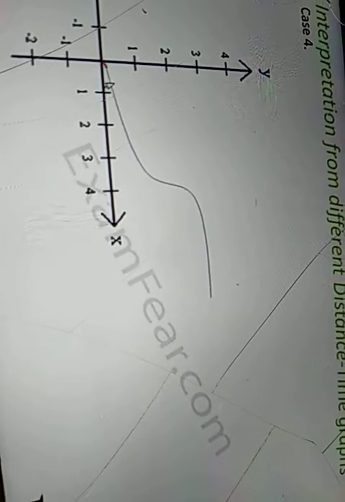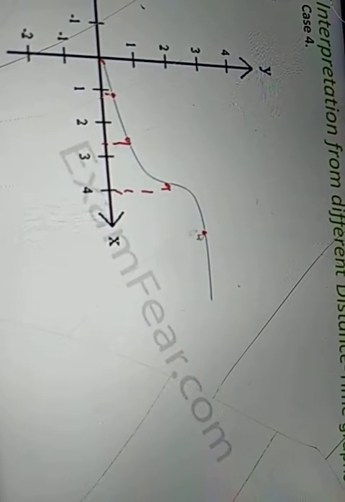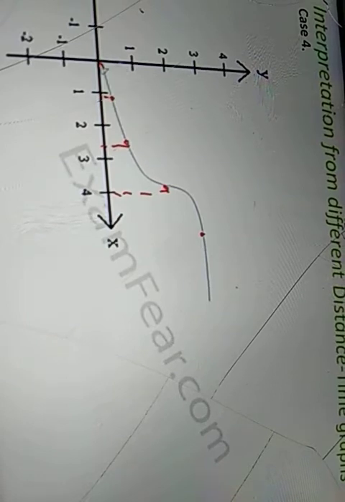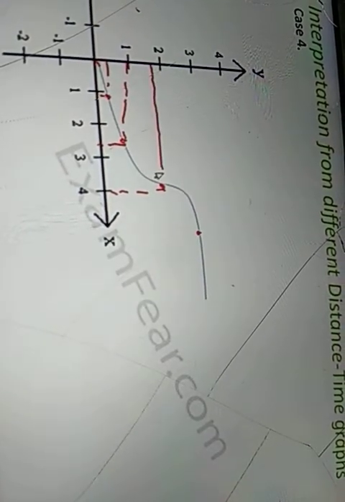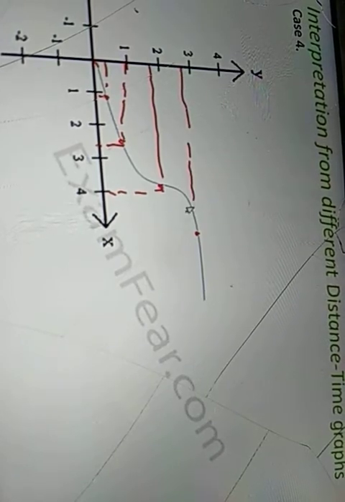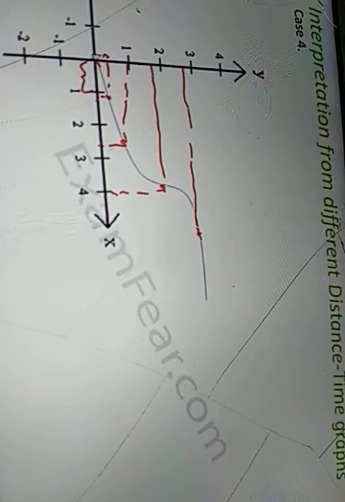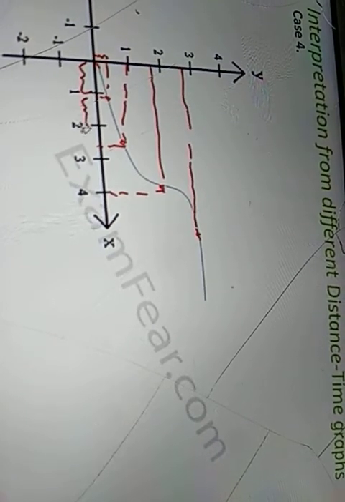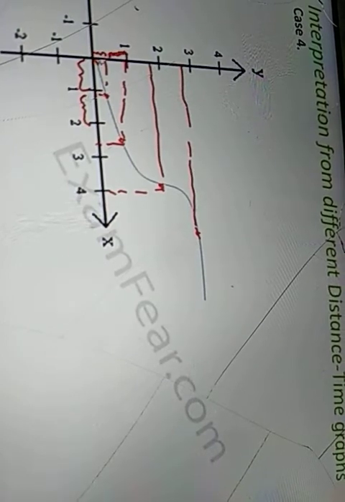Now case number 4. Here you have a curvy line. If you consider any point on the curve, you see that the time is increasing at each of these points. So as time is increasing, what do you see? The distance is also increasing, which shows that the body is moving, of course, but it is not moving uniformly. So in the first 1 hour, it traveled this much distance. In the second 1 hour, it traveled this much distance, which is more.